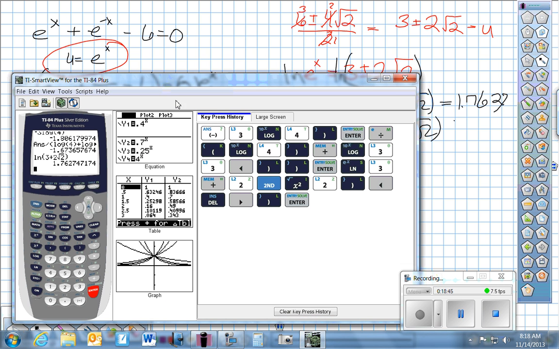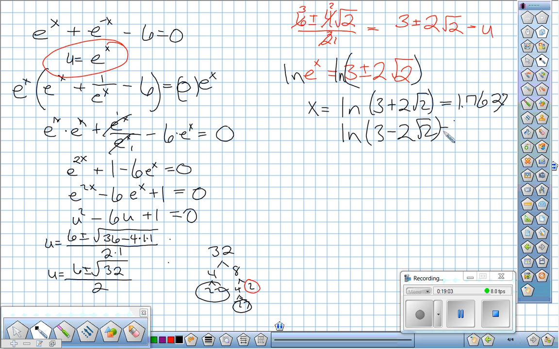And so on your calculators, if you don't know how to just quickly retype something, I do second enter, and that will give me back my same equation. And then I'm going to plug in a minus sign instead of a plus sign. Enter. And I have negative 1.6727.